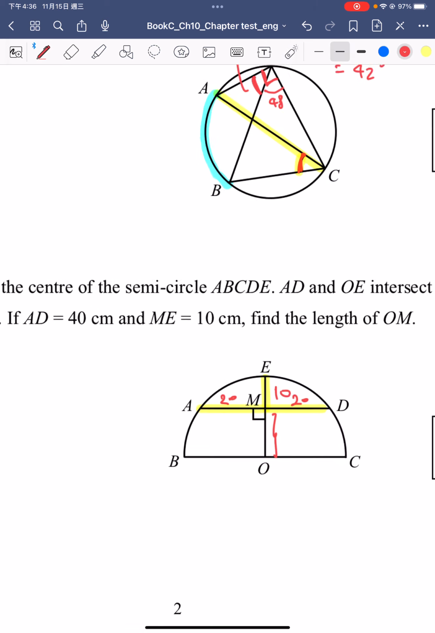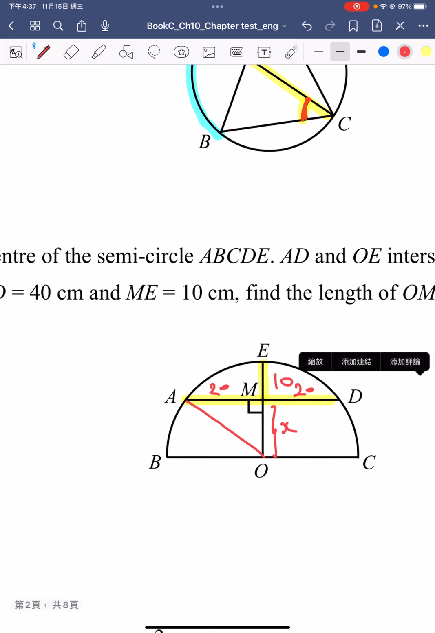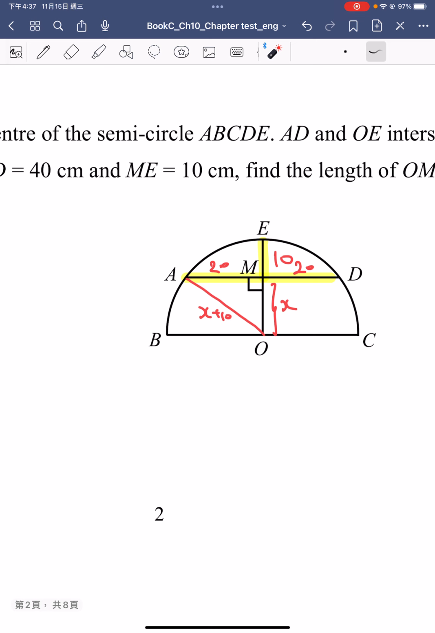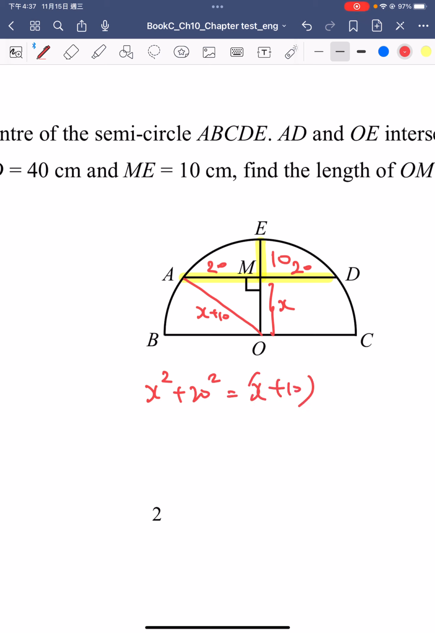Then what we're going to find is the OM, so we let it be X, and then we consider if we connect the OA. So what is actually OA? OA is the radius, and the radius is actually equal to OE as well, so it's equal to X plus 10. Then consider this triangle OAM. We have X squared plus 20 squared is equal to the hypotenuse squared. So we have X squared plus 20 squared is equal to X plus 10 squared.